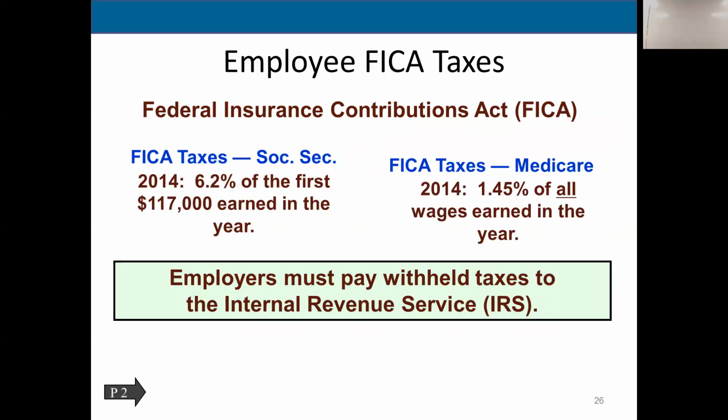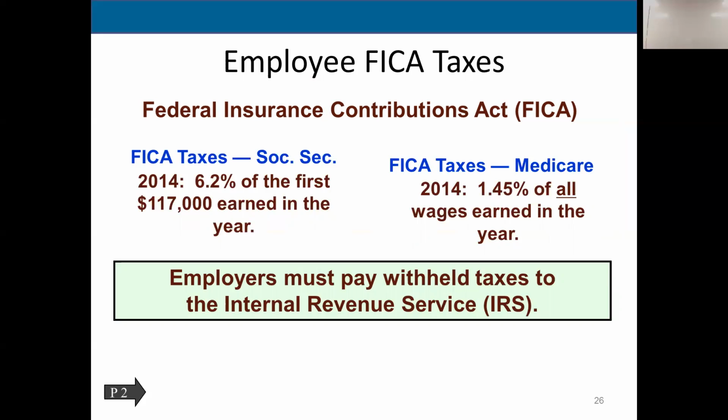Wait a minute, Social Security tax, Medicare tax. Social Security tax, it's 1.45? No, it's Medicare. 6.14. All right, 2017, we see it's 6.2%. So it's not been changed since 2014. So 2014 and 2017, 6.2% on the first 117,000 earned.